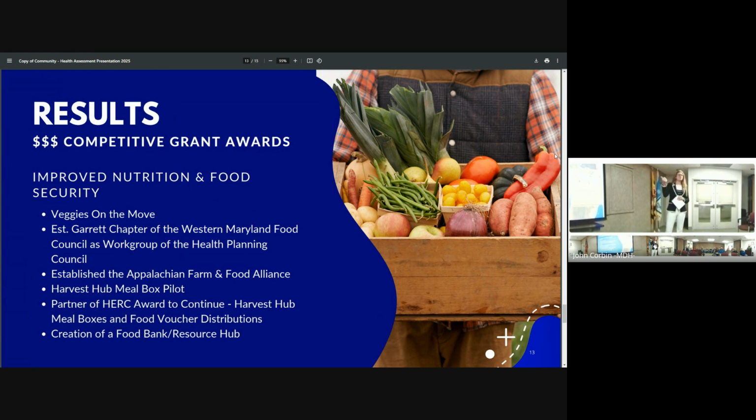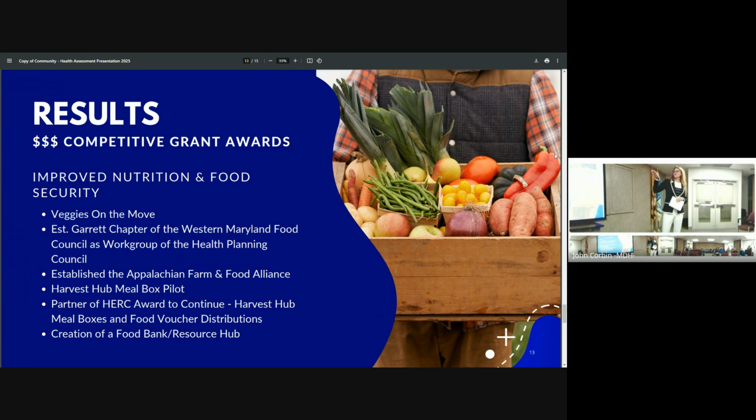One of the programs you may remember is Veggies on the Move. The Health Planning Council did apply for a grant through our state, Maryland Department of Health, and we were able to secure funding to pay our local farmers to do this program called Veggies on the Move, where we took vegetables and produce to remote areas of the county. That was, I think, in 21.